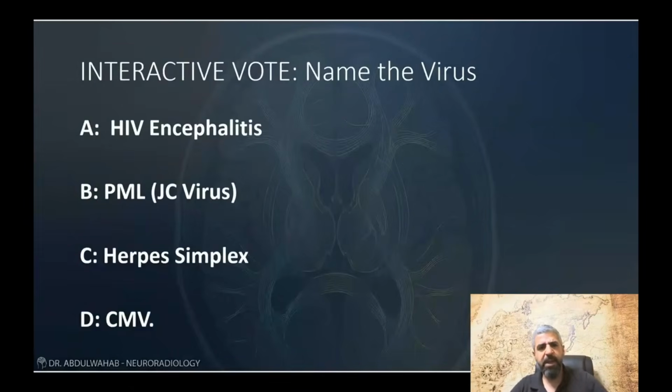Name the virus. Is it A, HIV encephalitis, B, PML or JC virus, C, herpes simplex, D, CMV? Something that attacks the subcortical U fibers, with an asymmetrical pattern, with scalloping, not involving the cortex, and doesn't show any post-contrast enhancement in an immunocompromised HIV-positive patient.